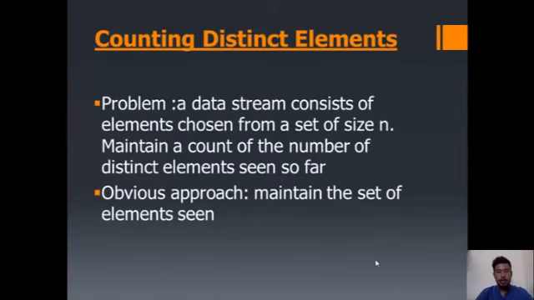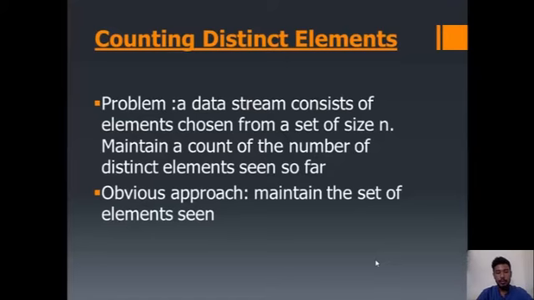My name is Prakar Pradhan, and I'm going to continue on our topic of counting distinct elements in a stream. If in a given problem our data stream consists of elements chosen from a set of size n, and we have to maintain a count of the number of distinct elements seen so far, what would we do?